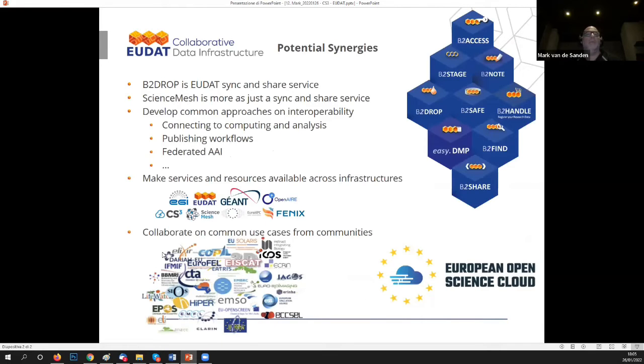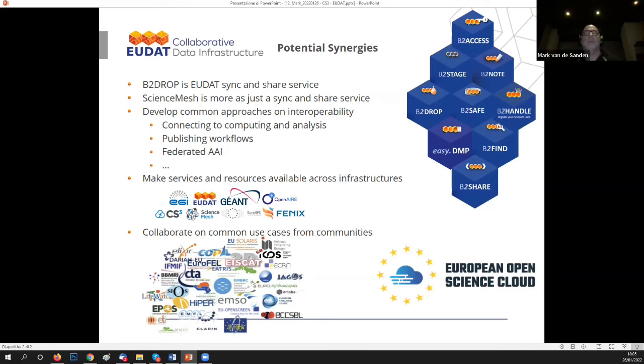If you look at this, B2Drop is our EUDAT Sync and Share service, which is based on Nextcloud. And I think therefore there are already automatically synergies with the CS3 community and the ScienceMesh, to see how you can connect those together. But as was also shown in the previous presentations, the ScienceMesh is not only about sync and share. It is a platform to connect many more services which are of interest to the communities, which they want to use.